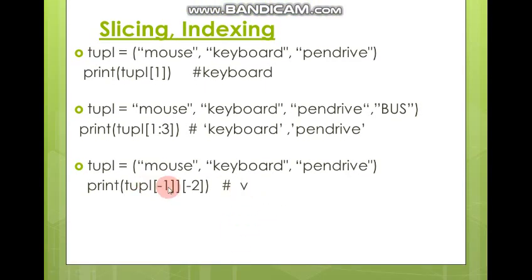Now this is again negative indexing being used here. Now minus 1 means from the right hand side, this is minus 1. That means we are talking about this string, that is the last element of this tuple. And minus 2 means within this pen drive. Minus 2 means from the right hand side. So this is minus 1 and minus 2. That means my output will be V here.